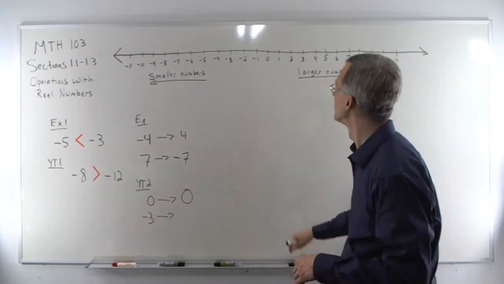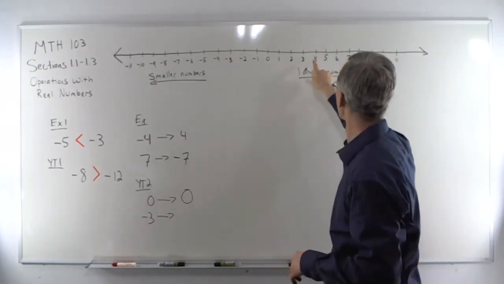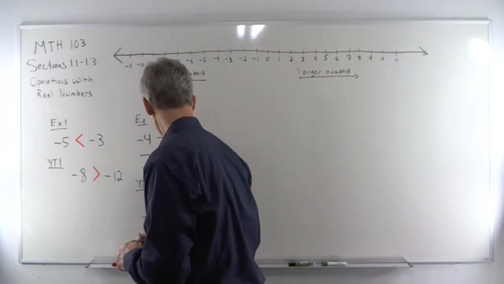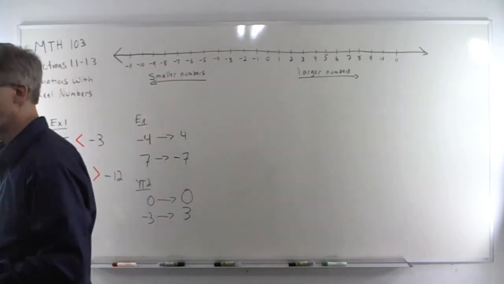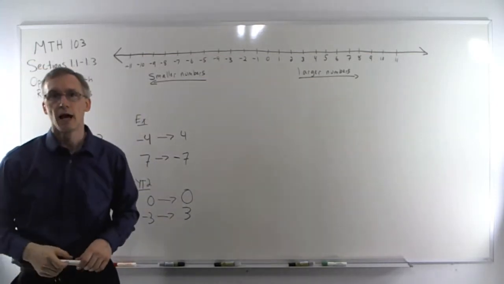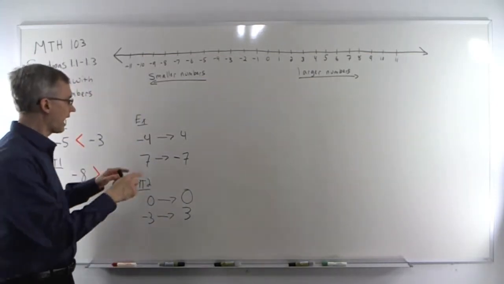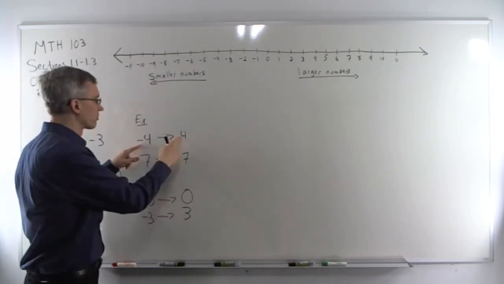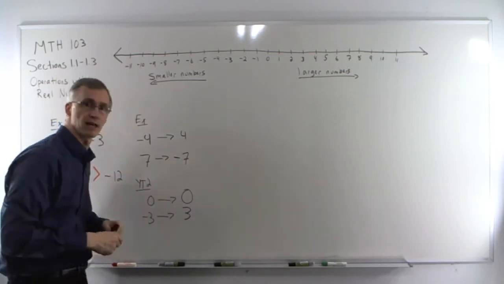And negative 3, all right, 3 over here, we're going to go 3 this way to get the 3. And so the additive inverse of negative 3 is 3. And so if we take any number and add it to its additive inverse, we're going to get 0 every time. Negative 4 plus 4 is 0. 7 plus negative 7 is 0.